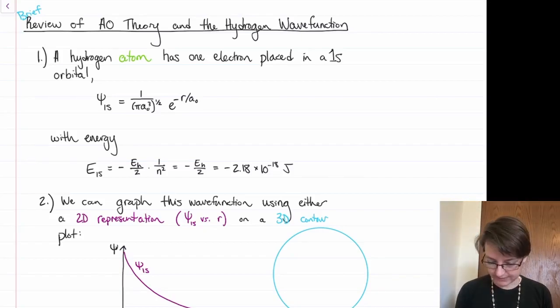And the energy of that hydrogen orbital is negative half a Hartree, or if you like it in units of joules instead, negative 2.18 times 10 to the negative 18th joules per atom. So we're going to talk a fair amount today referencing this E sub 1s, and what I mean by that is the energy of an electron in a 1s orbital in an isolated hydrogen atom.